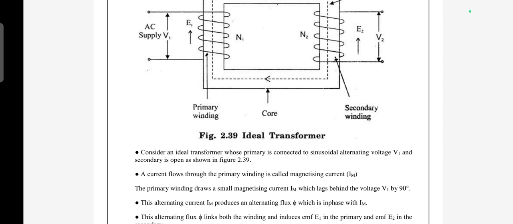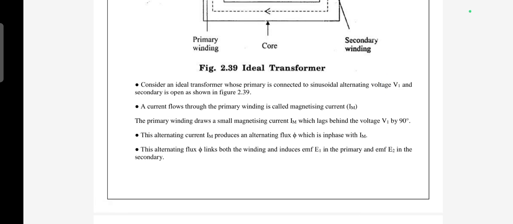Whenever a current flows through the primary winding, the current is called magnetizing current, because it is controlled by the magnetic field. The primary winding draws a small magnetizing current, denoted as Im, which lags behind the voltage V1 by 90 degrees, and this alternating current Im produces an alternating flux phi, which is in phase with Im.